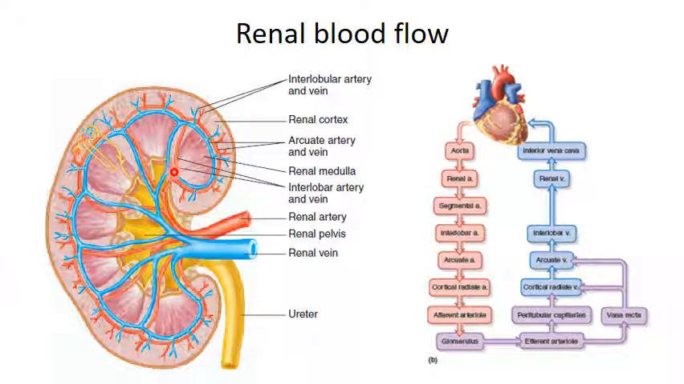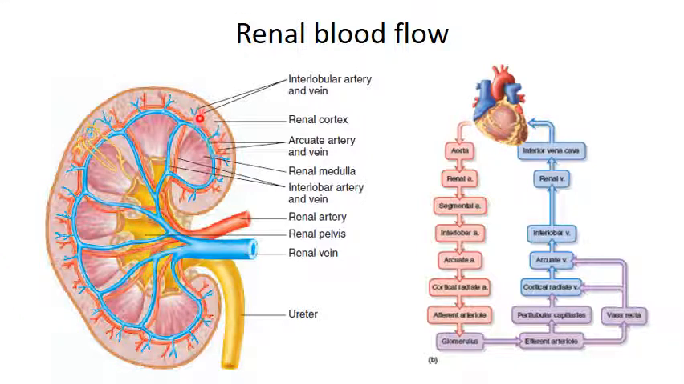This is an interlobar artery which extends through the renal column and reaches the corticomedullary junction, that is the boundary between the cortex and the renal medulla. At the corticomedullary junction, the interlobar artery further divides into the arcuate artery. So this is an arcuate artery which runs parallel to the corticomedullary junction.